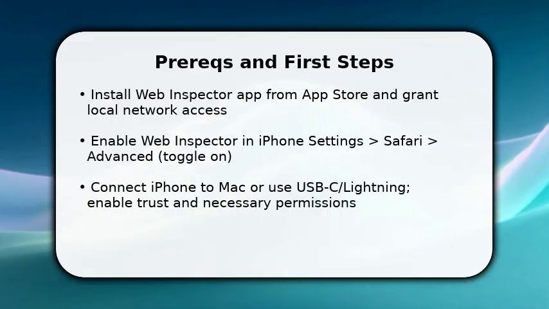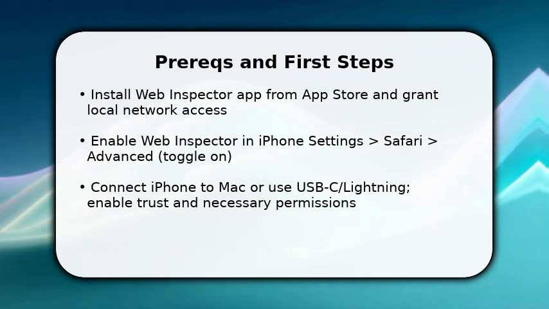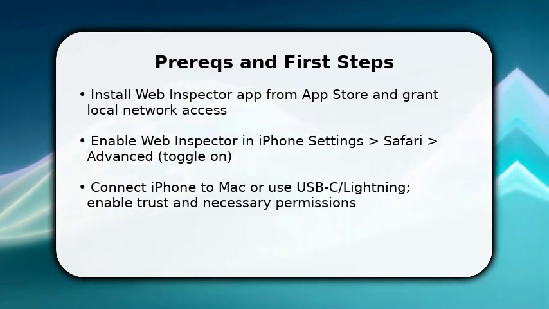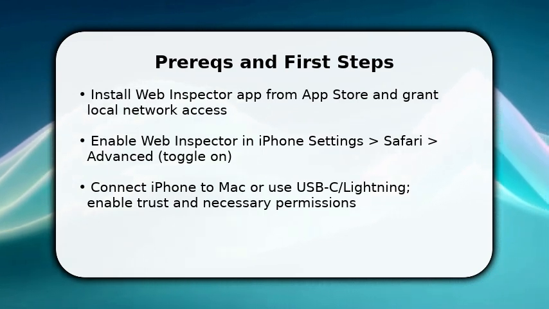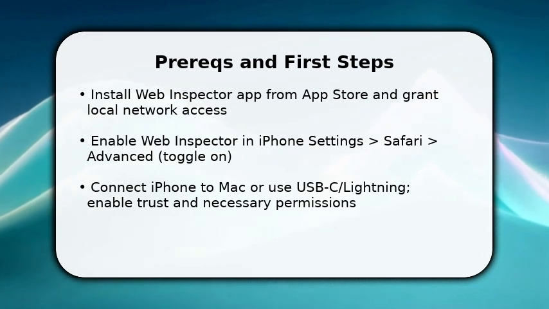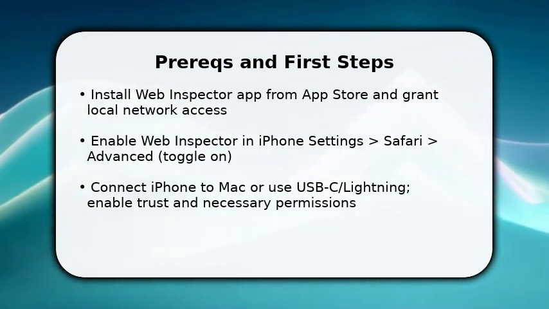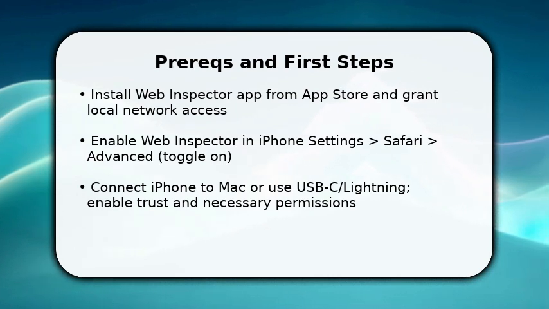You start by confirming prerequisites: the Web Inspector app installed, Safari Advanced toggled on, and device trust established. Once done, open the Web Inspector app and allow local network and camera permissions if requested. Make sure to close interfering apps and use a steady USB-C or Lightning cable or the same Wi-Fi network for remote inspection. You'll now pair the device.